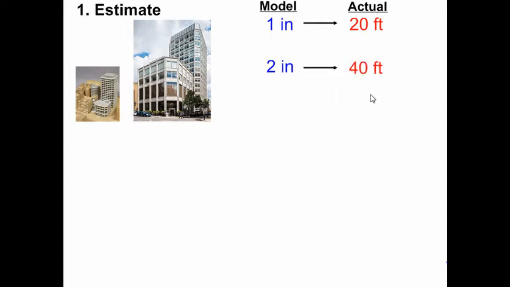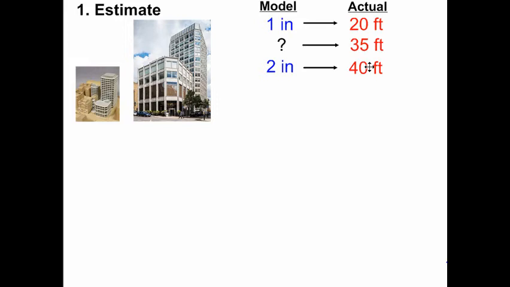Great. Now we're trying to find the height of the model if the actual building is 35 feet tall. So this 40 feet is already too tall. Our building is 35 feet tall. So we need to figure out what model height goes with that. It looks like it will be somewhere between 1 and 2 inches, and probably closer to 2 inches, since 35 feet is closer to 40 feet.